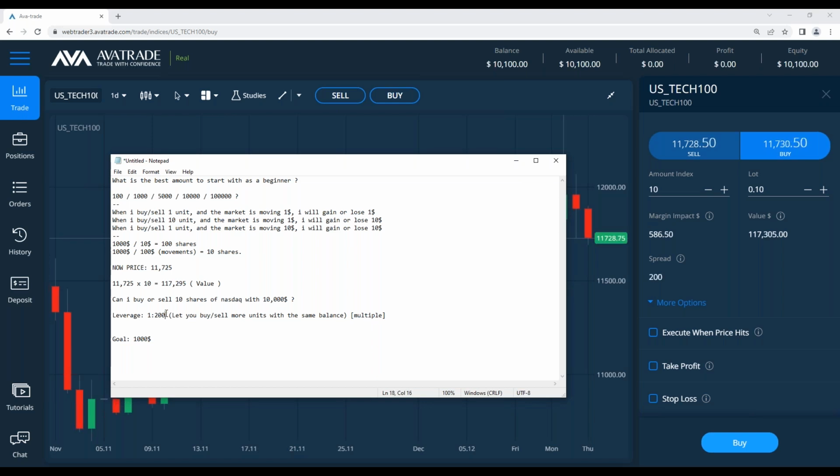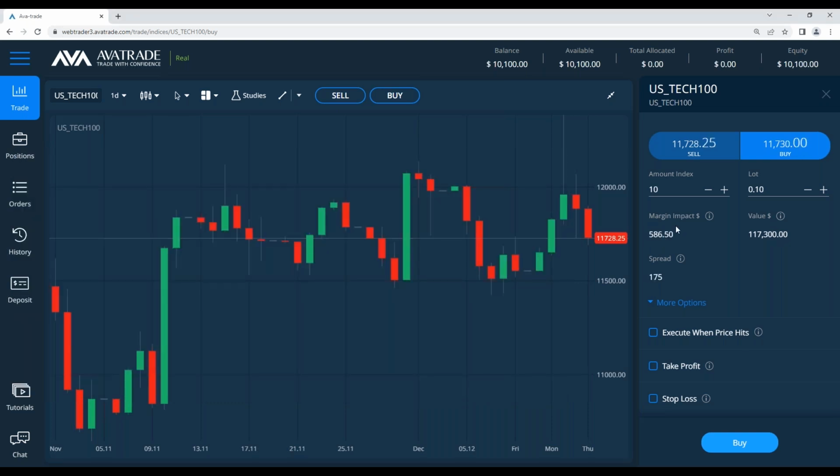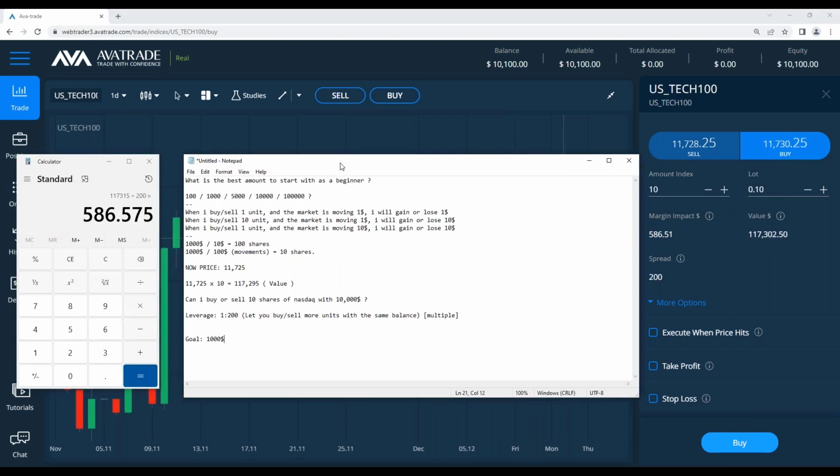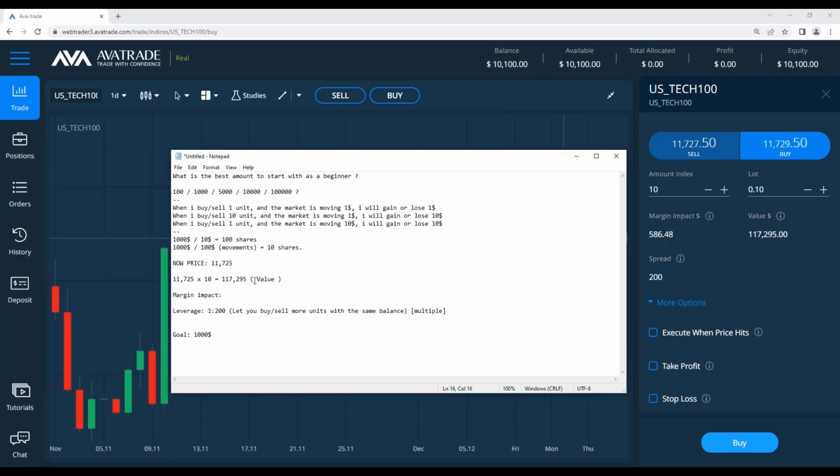So obviously, if I can do more, I need less capital as a requirement. And if I divide this number by 200, I get that number over here, the margin impact, or the margin requirement, which is the amount required for me to open the position. So I'm going to put here margin impact. And then what I'm going to see is that I need much less. I don't need 117,000, not at all. I just need 500.